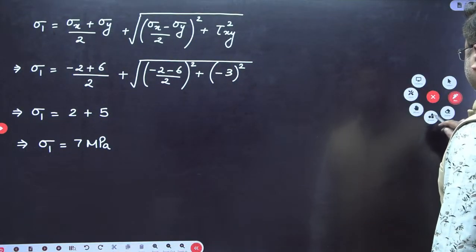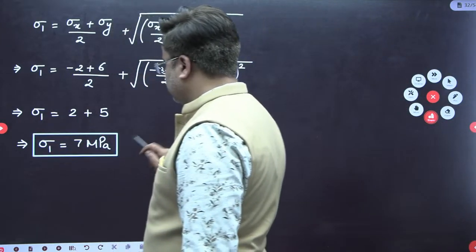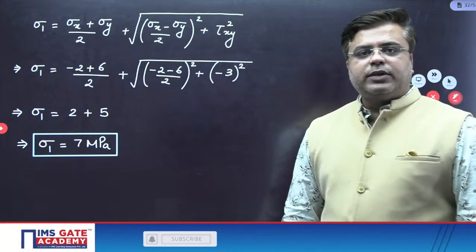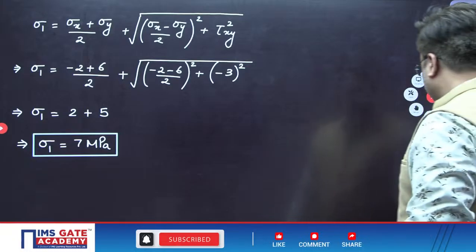All of you just confirm this. Is it the same answer you are getting or something else? Kindly confirm this. Sigma 1 is 7 megapascal. Okay. Let's move ahead with this.